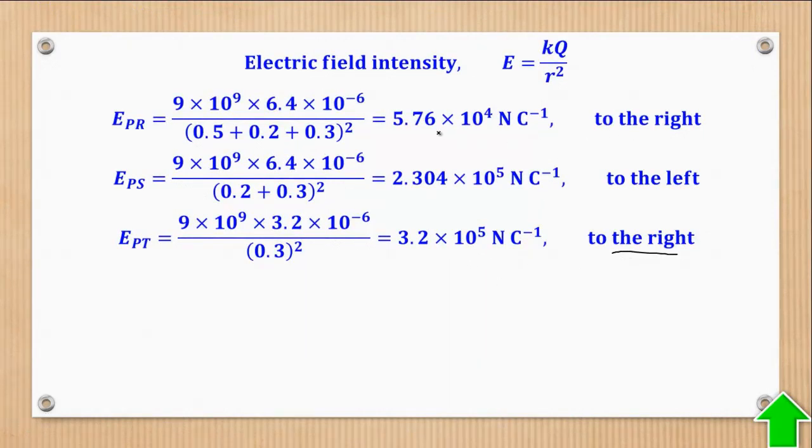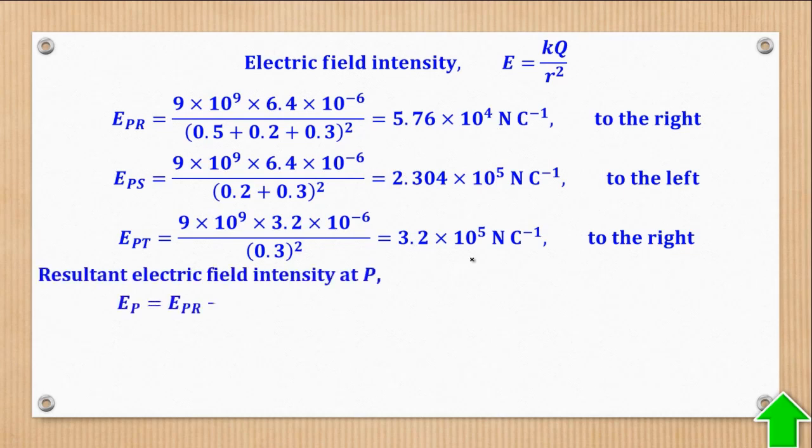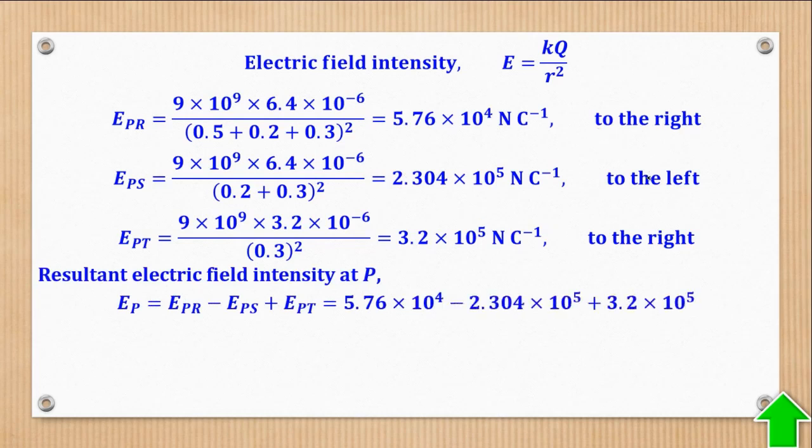Now that we have got all the individual electric field intensities, we have to get the resultant electric field intensity at P. So the resultant will be got by adding and subtraction. For example, here we shall take this.